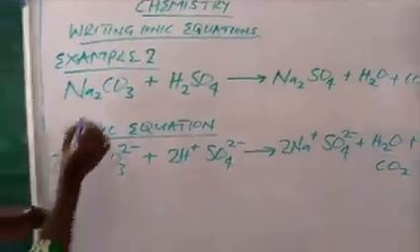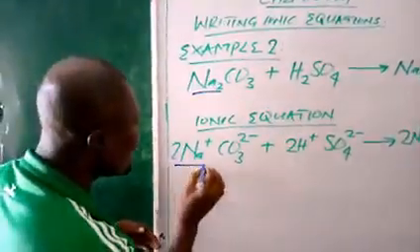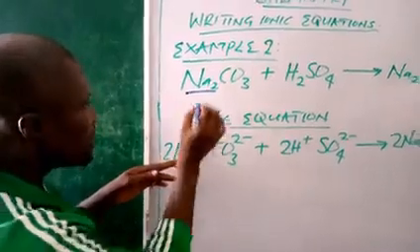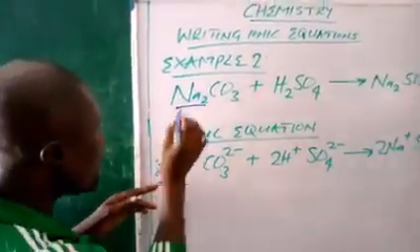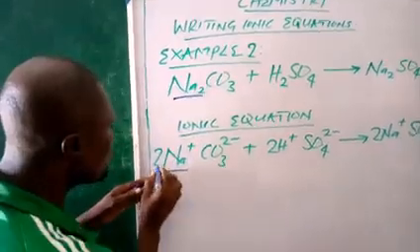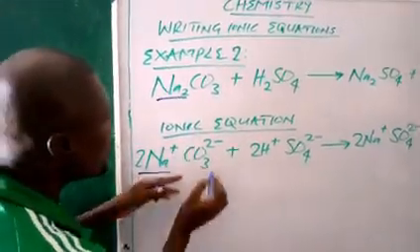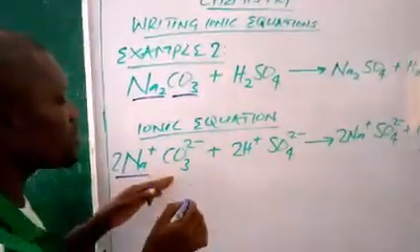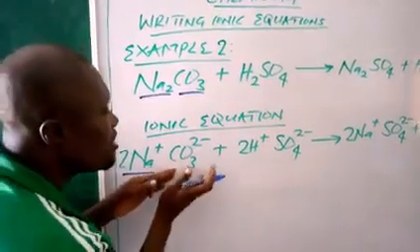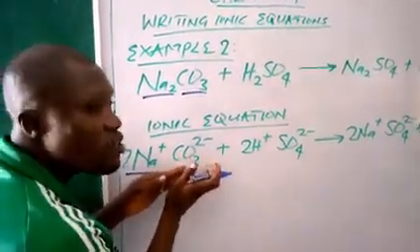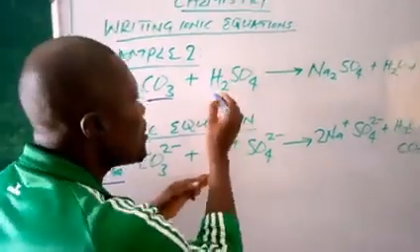Now this is Na. So we have Na plus here. It has to be 2 here because we have 2 atoms of sodium here. That's why we have 2Na plus. Then look at this place here. This is CO3. CO3 is written as CO3 2 minus, but this is the ionic form of a trioxocarbonate 4 ion.